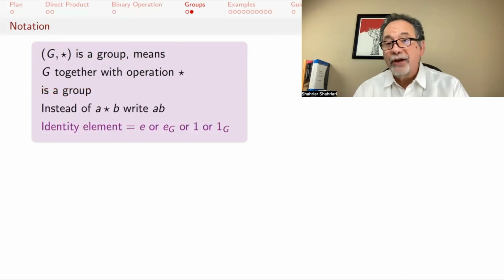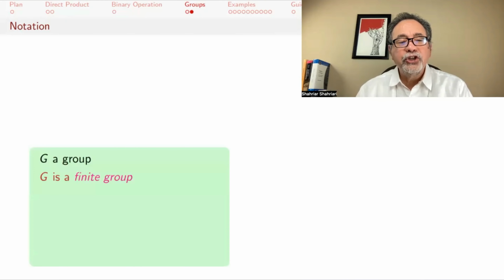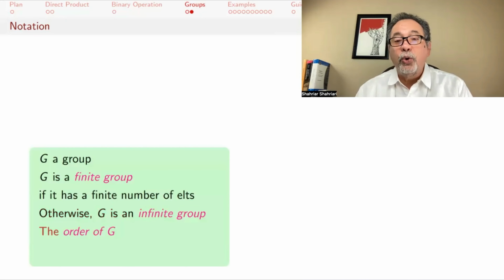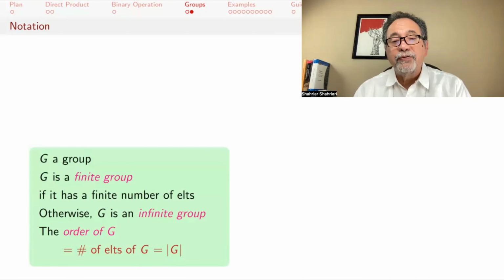Identity element, the group has to have an identity element, and I like to call it E. If there's too many groups running around and they have different identities, then I might say E sub G. Just as well, you could call it 1 or 1 sub G. If G is a group, it's a finite group if it has a finite number of elements, and otherwise it's an infinite group. The order of G is the number of elements in G, and it's written as G with absolute value signs around it. If you have a set with absolute value signs around it, you don't read that as absolute value of G. You read that as the size of G or the order of G. If G is infinite, of course, that will be just infinite, or we will think of it as the cardinality of that set if it's infinite. When we're talking about finite sets, order of G just means how many elements there are in it.